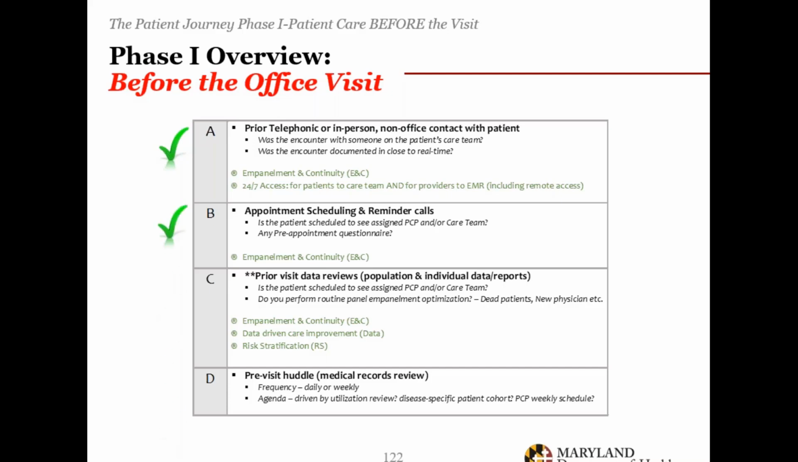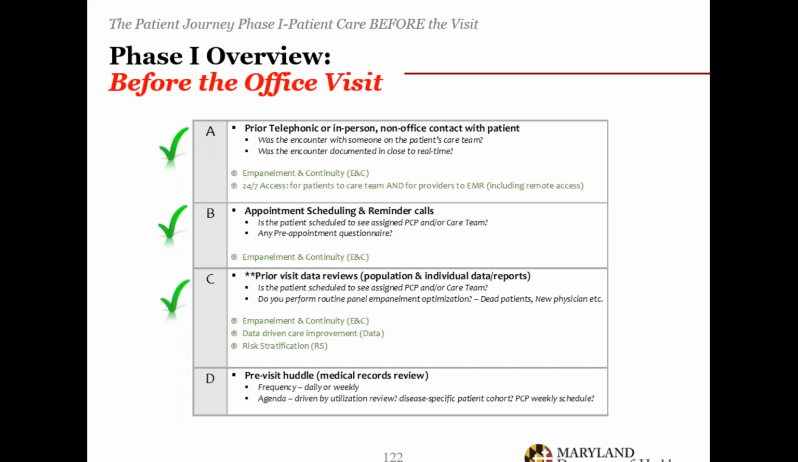The second step here is appointment scheduling and reminder calls. Is the patient scheduled to see an assigned PCP or care team? And any pre-appointment questionnaire that you think might be helpful. Again, we're touching on empowerment and continuity. To an extent, some people send AWVs out as a pre-appointment questionnaire so patients can come prepared with answers. Some choose not to.